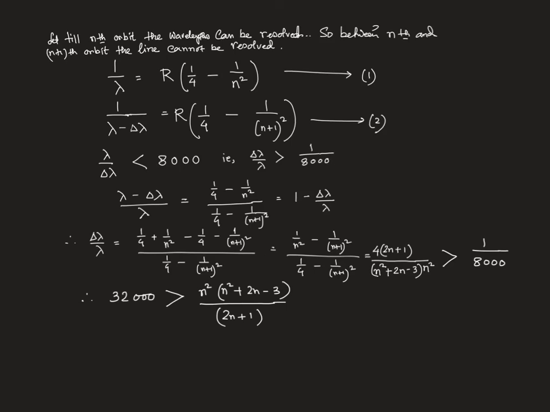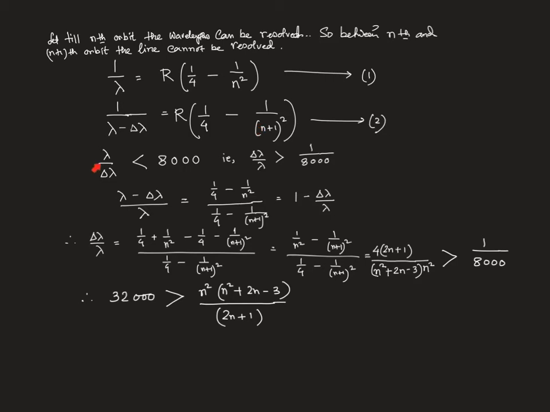See, this same thing is written. Till the nth orbit the wavelengths can be resolved. So between the nth and n plus 1th orbit the line cannot be resolved. So 1 upon lambda equals Rydberg constant R into 1 by 2 square minus 1 by n square. And 1 upon lambda minus delta lambda equals R into 1 by 4 minus 1 by n plus 1 square.